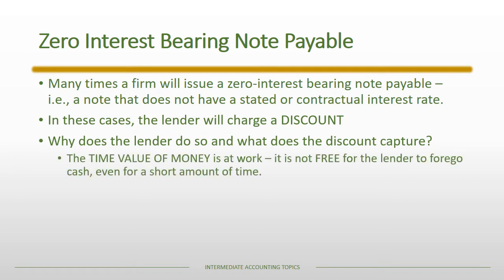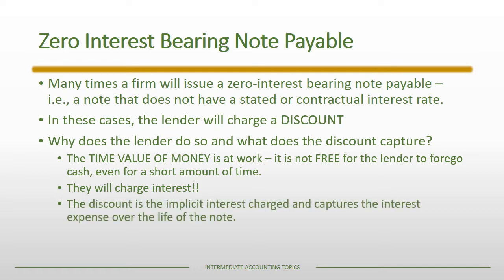First of all, this is the time value of money at work. In other words, the lender is foregoing their cash, even if it's for a short amount of time. It's not free for them to do so, and because of that, they're going to have to charge interest. In the case of a zero interest-bearing note, the form of that interest is the discount. It ends up being this implicit interest that's charged, and this is the amount of interest that will accrue over the life of the note. Again, this is the difference between the face amount and the amount of cash that the lender is willing to give the borrower.